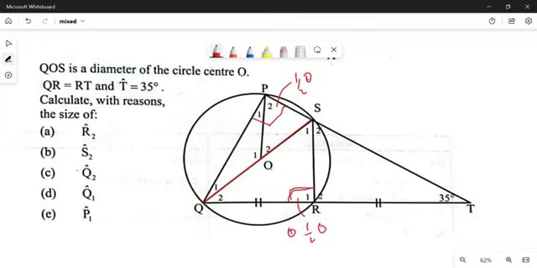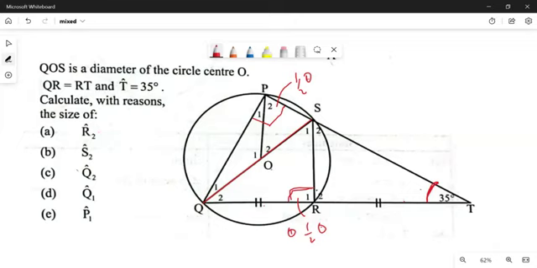Oh, we're told to bisect the diameter. The next thing that we're told is that this line is equal to this line, so these two lines are going to be equal. Now, if these two lines are equal, the other thing we're told is that this one here is 35. And then they say, calculate with reasons the size of R2.